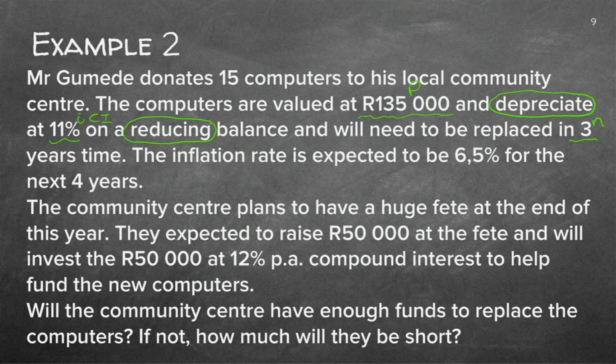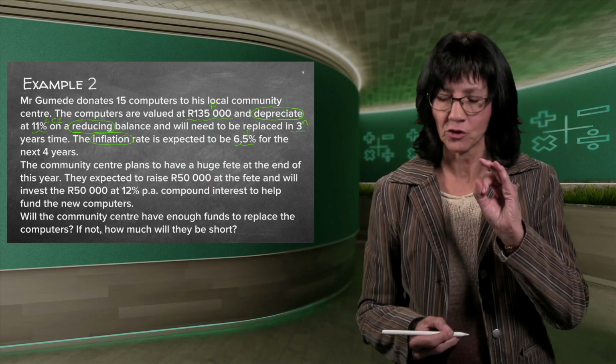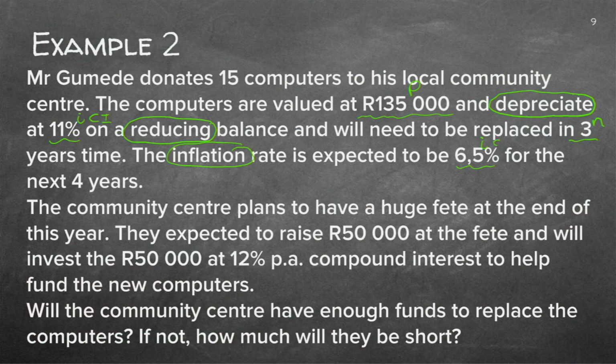Again, the inflation rate is expected to be that percentage. It's your inflation rate. Now, what did we say about inflation? Inflation and population growth are always compound. So I'm going to write the CI there for the next 4 years. So there's the N there. We must just make very sure what we want in the end. But let's read the whole thing.